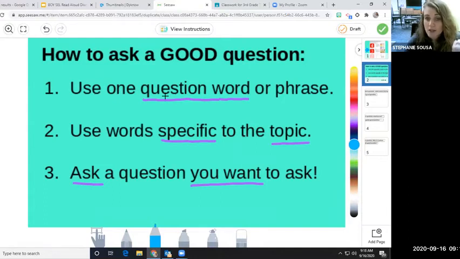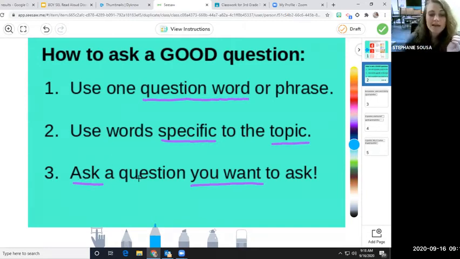Use one question word or phrase. So who, what, where, when, why, how many, so on. Use words specific to the topic. So we're not going to say, what's that? We're going to be specific. What's that plant that grows on Jungle Island? That is specific to our topic.